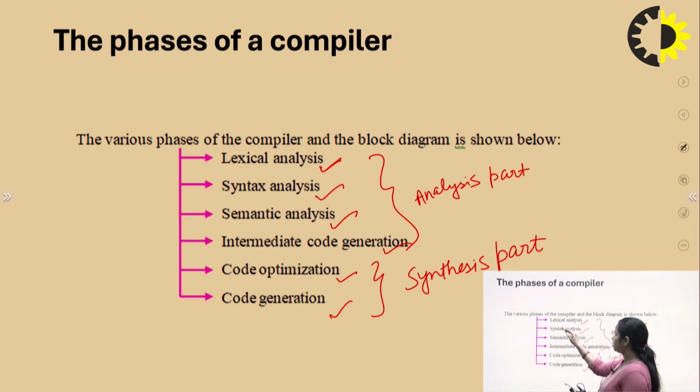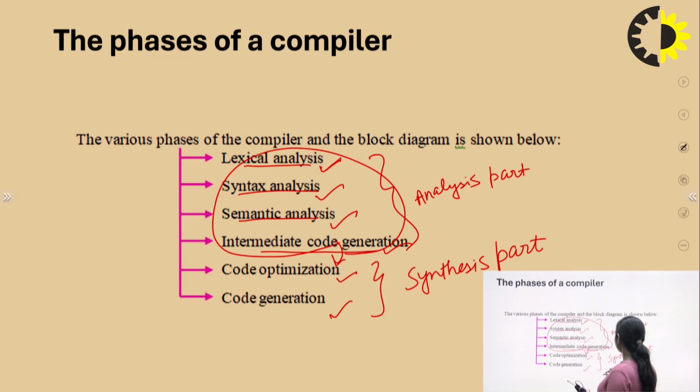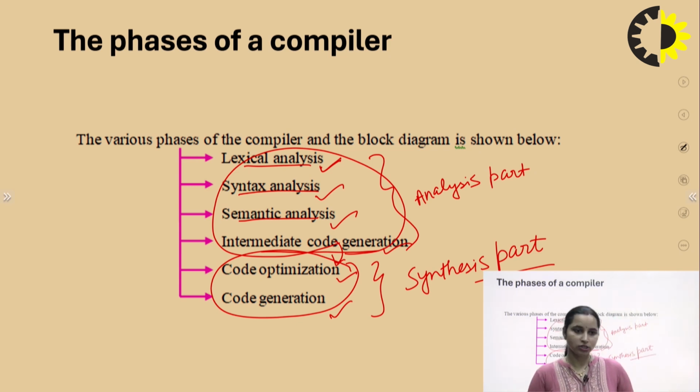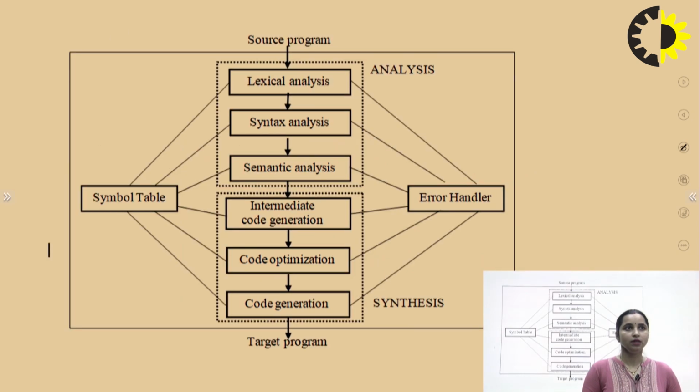Because errors are checked and intermediate code is generated in the analysis phase. When this is generated, it is given to the synthesis part, and after the synthesis part, our program is compiled and we receive the target output. So let's take the diagram to see clearly how the compilation process is done.